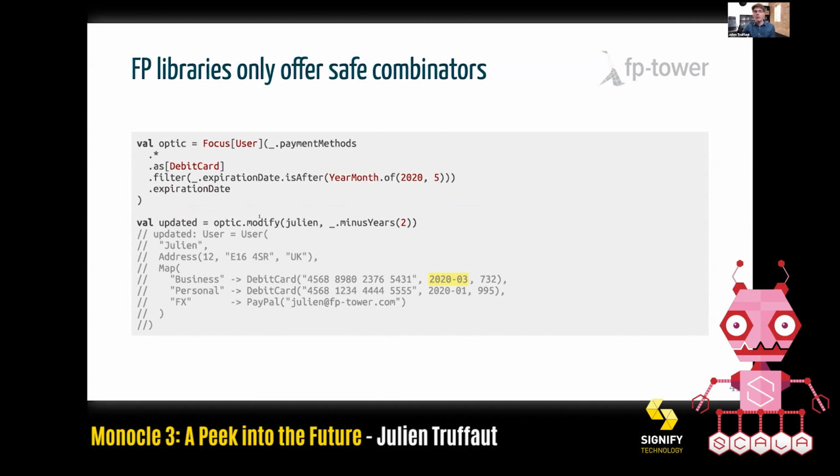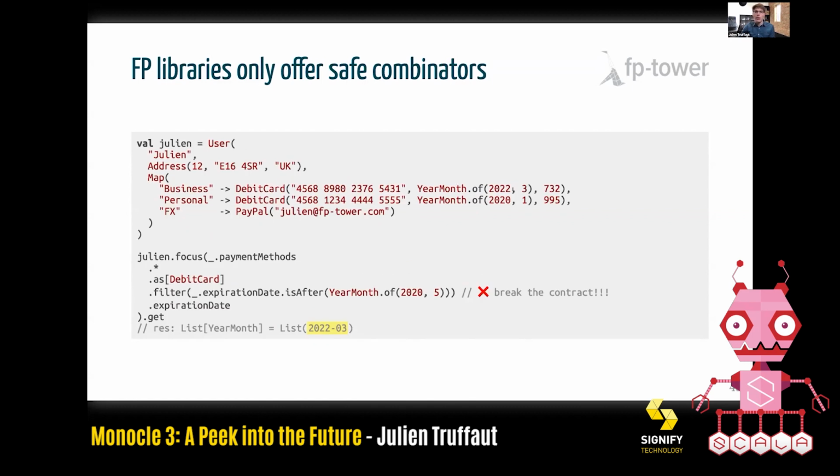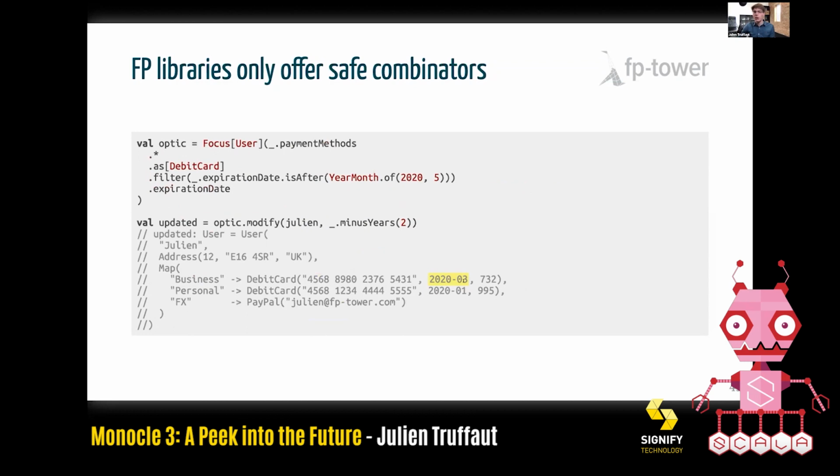And now we call modify on it. So we say, let's take this optic and modify the expiration date by applying -2 years. It works. You know, this expiration date was 2022 March. Now it's 2020 March. Perfect. Exactly what we wanted. But wait a minute.